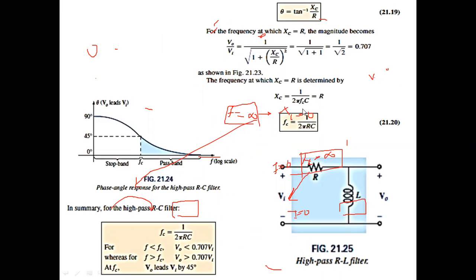So now X is equal to R, so R is equal to 1 over 2 pi FC, means FC is equal to the same value, 1 over 2 pi RC. So this FC is the same as the FC of the low pass filter. Okay. So now considering the theta values.